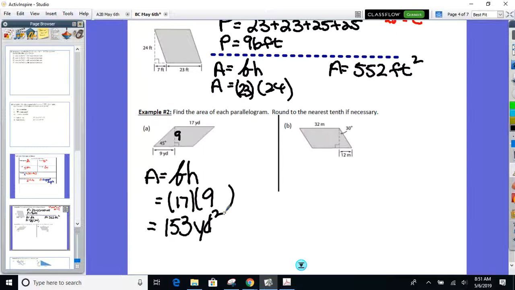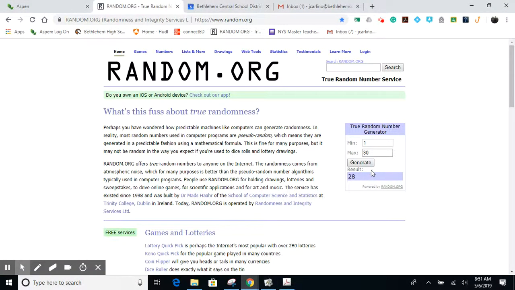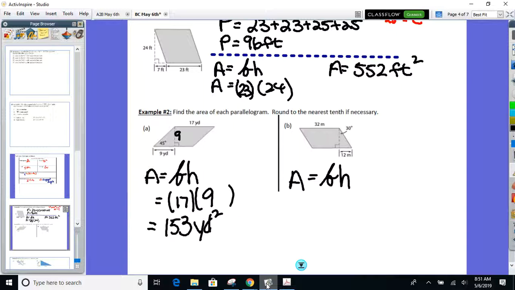Okay, now we go 30, 60, 90. First of all, what's the base before I get to the height? How about the base? 32. Height is always drawn to the base, so that's 32. Now this is a 30, 60, 90. What's the 12 across from? 30, and the height across from? The 60.